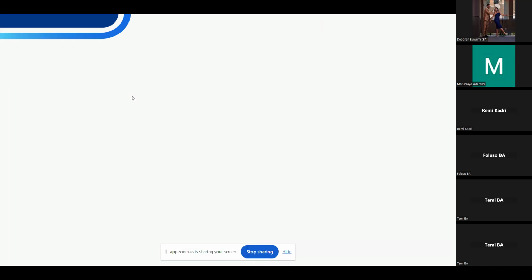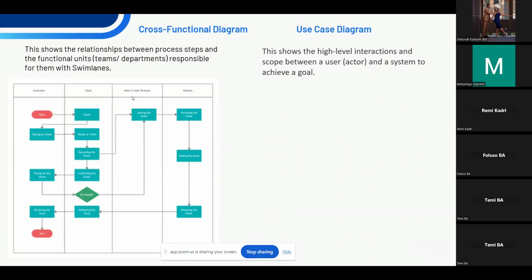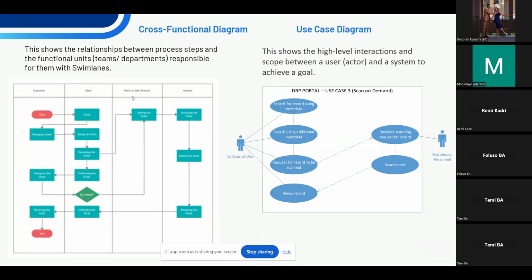Now to go to the one that we need you to know. We talked about the cross-functional diagram, and again, it's called the swim lane diagram. Those two are very interchangeable. If someone tells you, I need you to create a swim lane process map for me, this is what they're talking about. And if they tell you, I need you to create a cross-functional diagram, process map, this is what they're talking about.